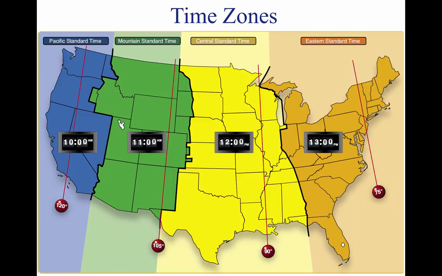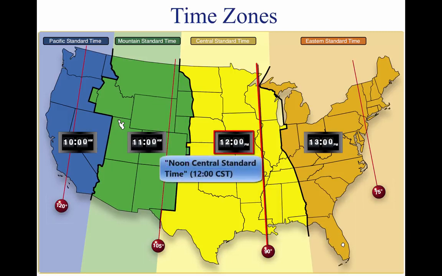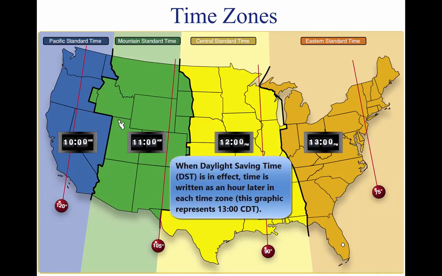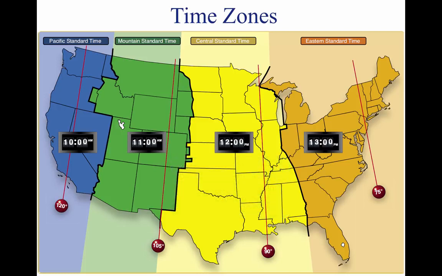When the sun is directly above the 90th meridian, it is noon Central Standard Time. At the same time, it is 1 p.m. Eastern Standard Time, 11 a.m. Mountain Standard Time, and 10 a.m. Pacific Standard Time. When daylight savings time is in effect, generally between the second Sunday in March and the first Sunday in November, the sun is directly above the 75th meridian at noon Central Daylight Time.